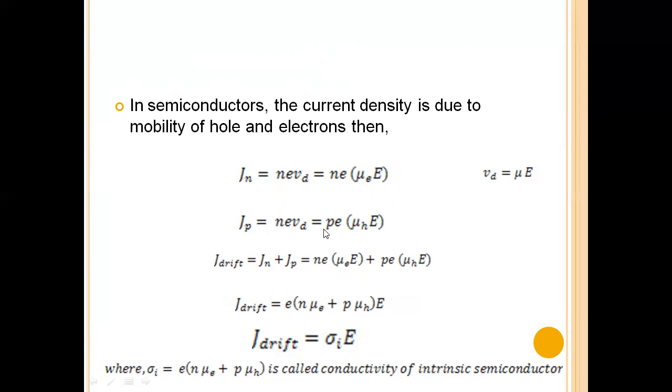Drift current density due to holes is given by P E Vd. Why have we replaced N with P? Because the concentration of holes can be given as P, so it is P E into mu H into E. So J drift can be given as the summation of drift current density due to electrons and drift current density due to holes. Substituting those values, you'll get J drift is equal to E into N mu E plus P mu H into capital E, where E into N mu E plus P mu H is called conductivity of intrinsic semiconductor. So J drift current density is equal to conductivity of intrinsic semiconductor into applied field.